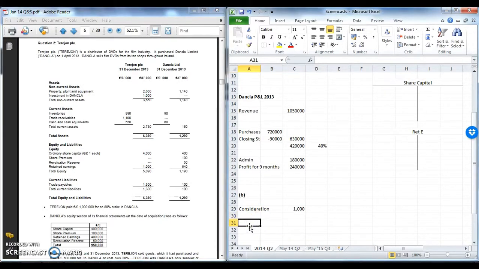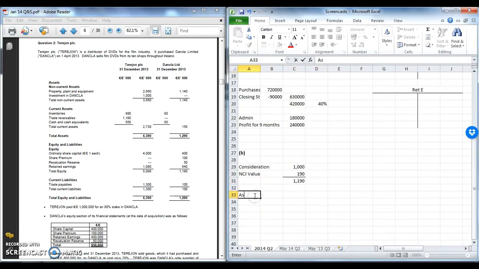So now we want to figure out is, what is the NCI value? Well, the NCI value is 20% of the book value of the assets at the acquisition date. So it's 950 times 0.2. That means the total value here is 1190. Assets acquired is 950, which means goodwill will be 1190 minus 950, giving you 240. So again, you could have done it this way.